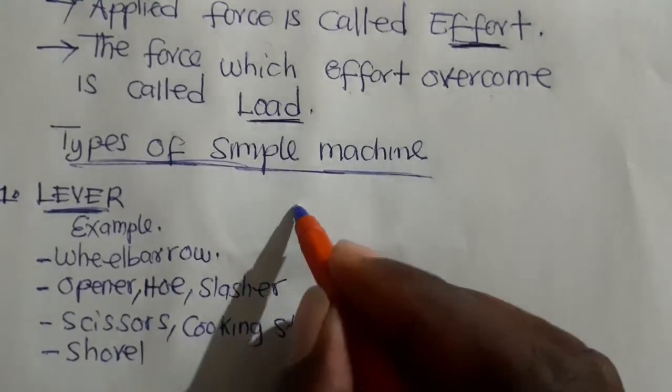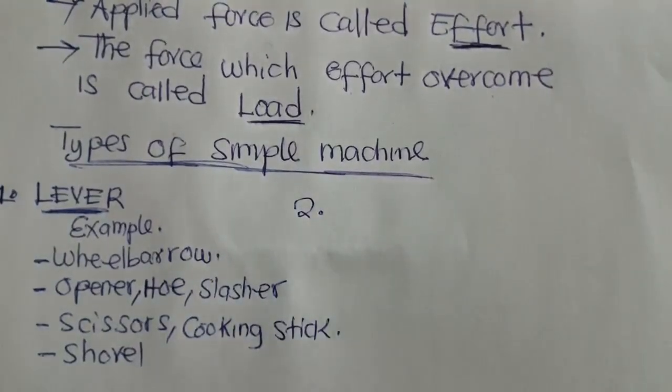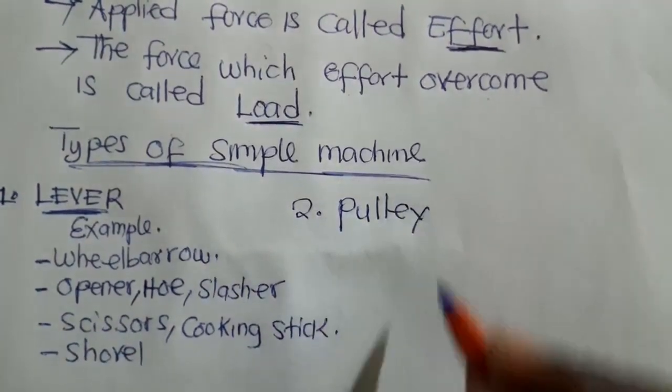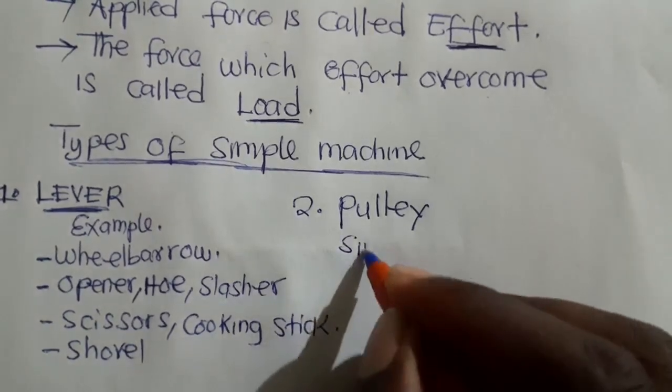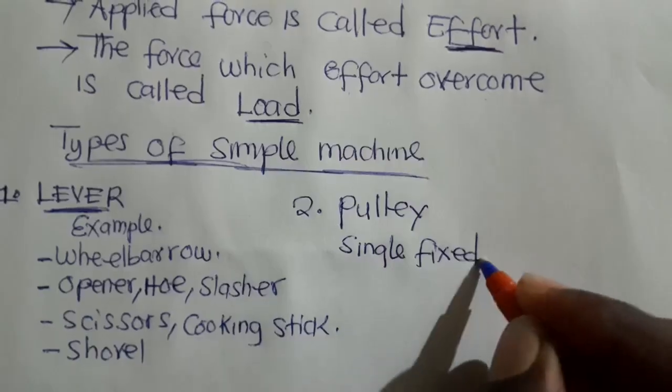Let us look at another type of machine. Another type of machine is called a pulley. Hope you know. It is called a pulley. So what is a pulley? How does a pulley look like? We've got two types of pulley that you need to know and understand. Two types. We've got a single fixed pulley.